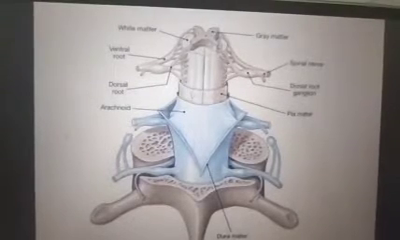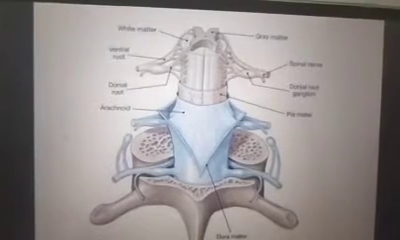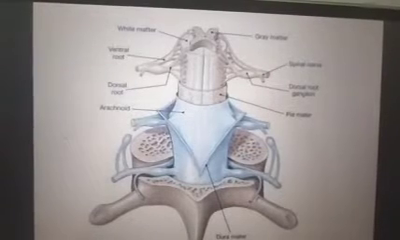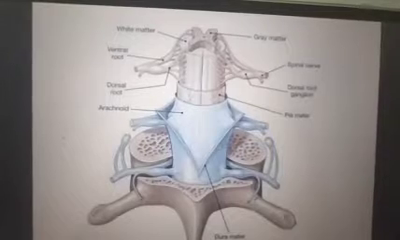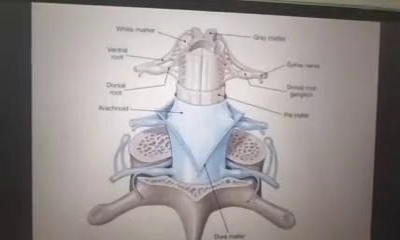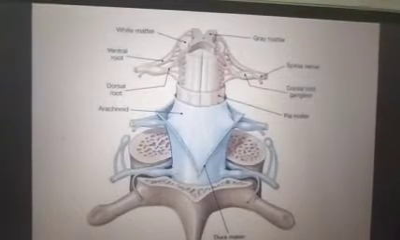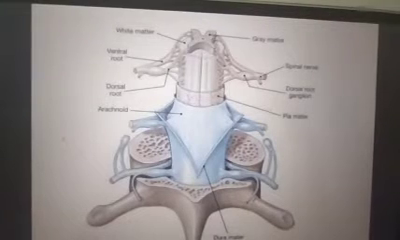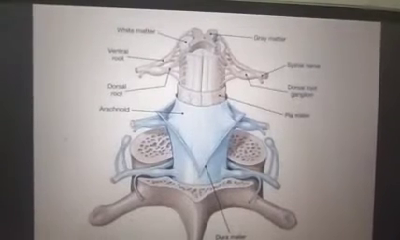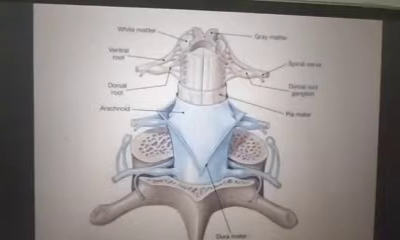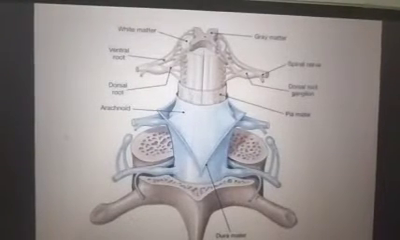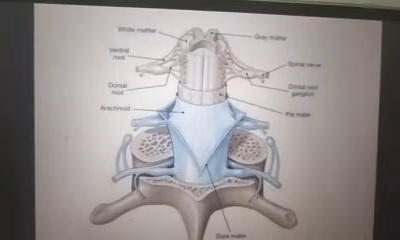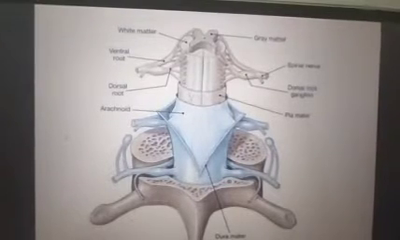If you see the anatomy, the spinal cord is covered with three different layers, that is pia mater, arachnoid mater and dura mater. These are the three different coverings of the spinal cord. After that, if you see inside the covering, each spinal nerve root is coming.